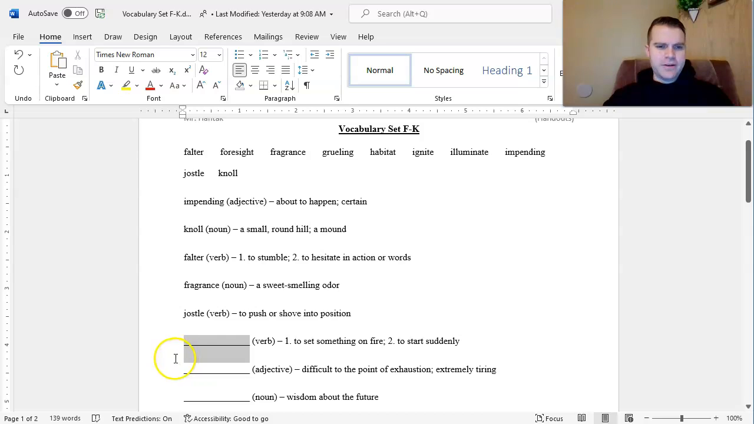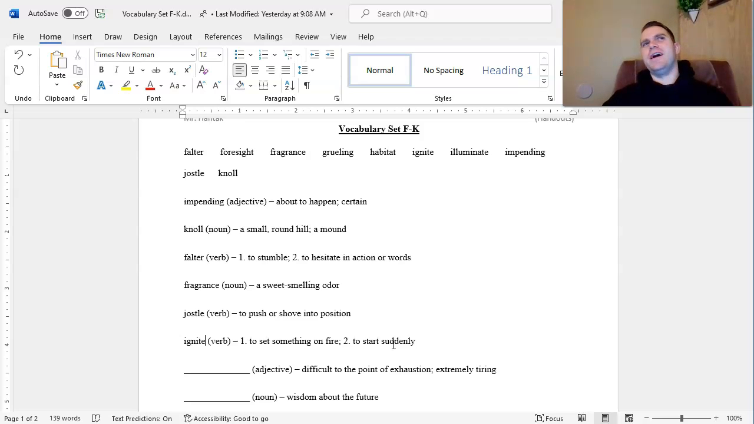To set something on fire is to ignite. I would also note, ignite can mean to start suddenly, so it could mean physically to light something on actual fire, or it could mean to figuratively start a fire. If I were to say something like, Mr. Hantak ignited a debate in his classroom when he mentioned former President Donald Trump, or something like that. If I were to mention something that gets people really riled up, that might be igniting a debate or a discussion, to start something suddenly.